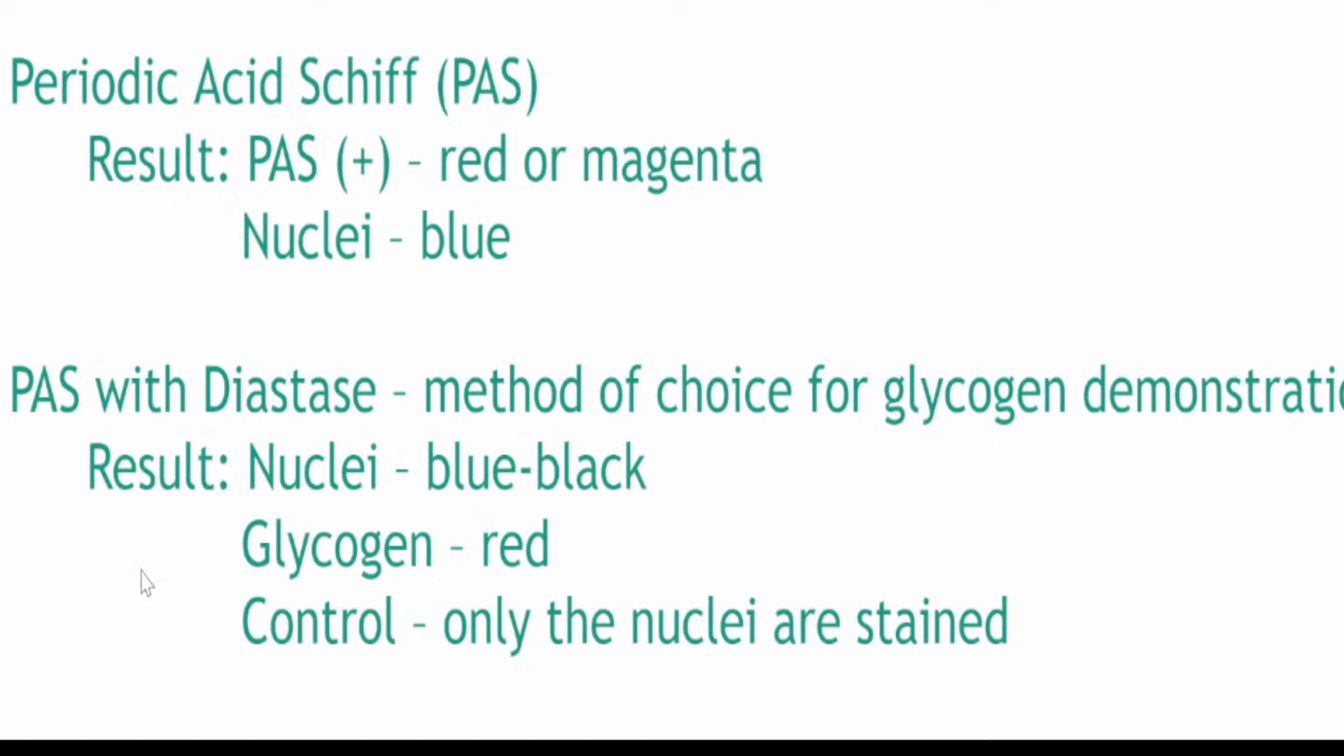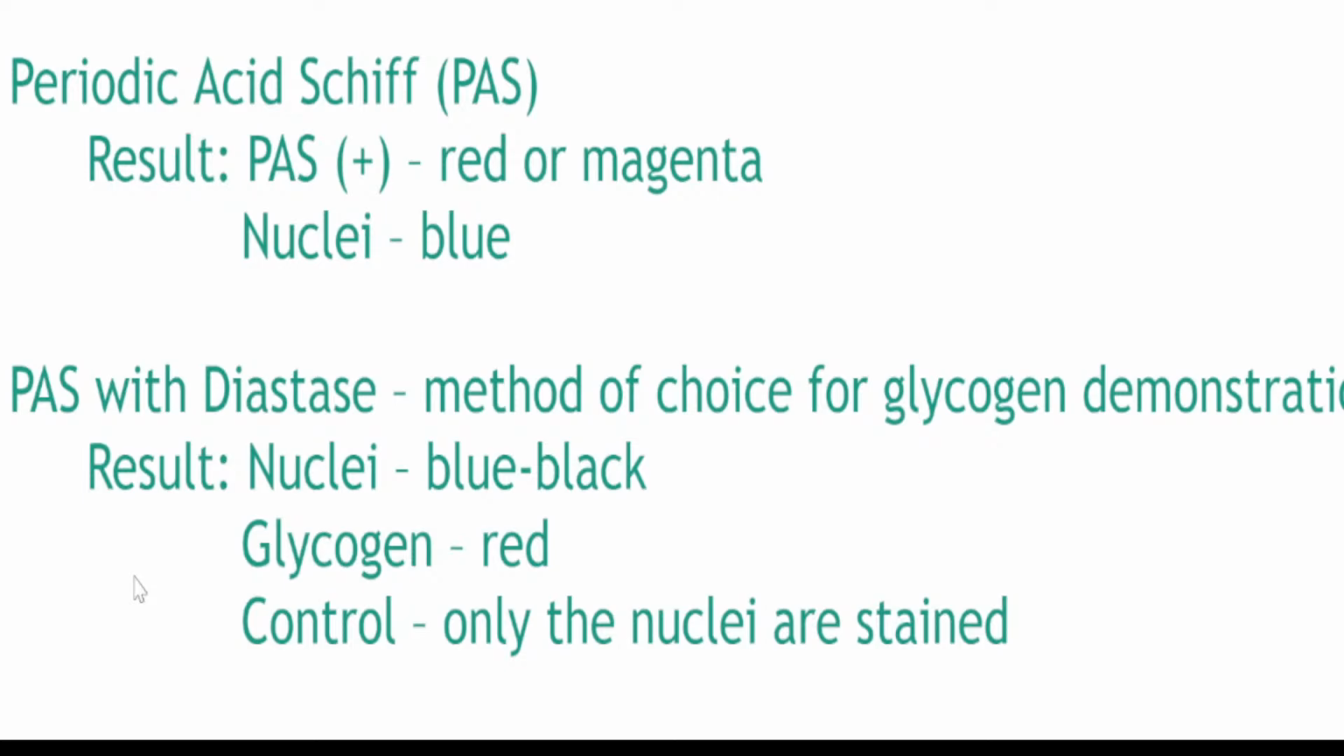So periodic acid-Schiff has a positive result of red or magenta. The nuclei remain blue. Okay? PAS with diastase is the method of choice for glycogen demonstration. Nuclei is blue-black, glycogen is red. Control is only red nuclei are stained. The control usually is a red nuclei stain.